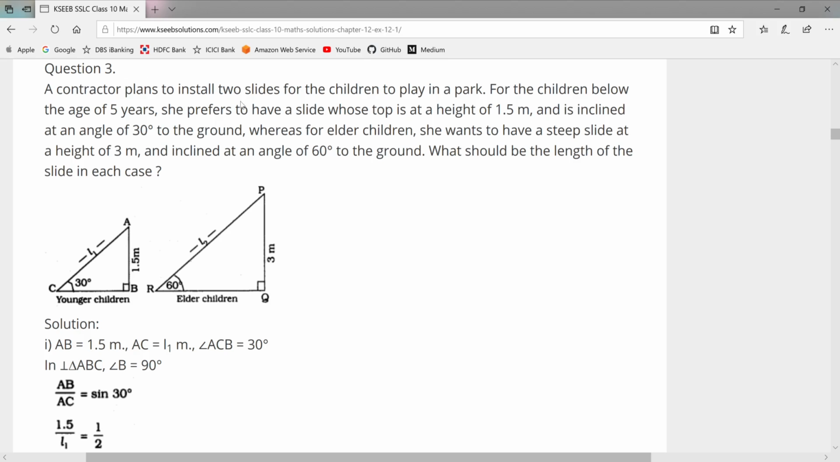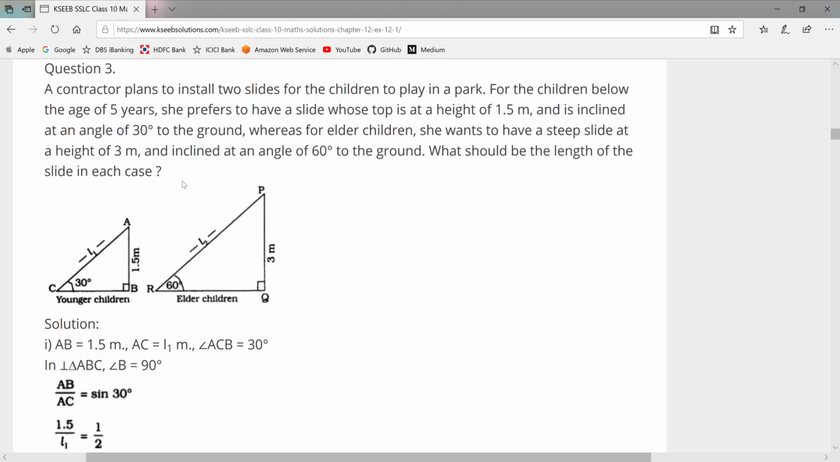A contractor plans to install two slides for the children to play in the park. For children below the age of 5 years, she prefers a slide whose top is at a height of 1.5 meters and inclined at an angle of 30° to the ground, whereas for the elder children, she wants a steeper slide at a height of 3 meters, inclined at an angle of 60° to the ground. What should be the length of the slide in each case?